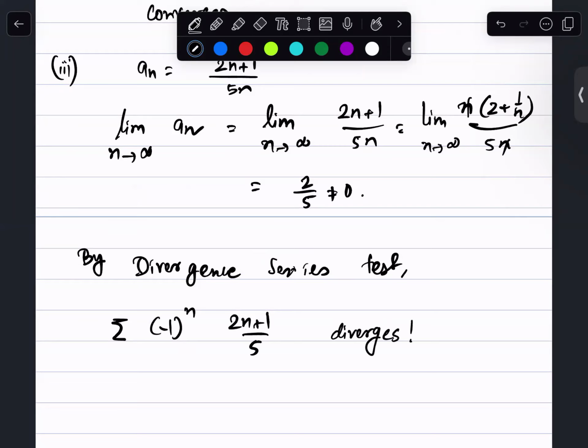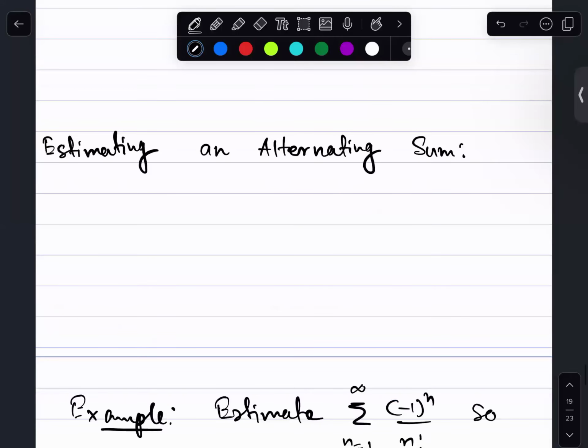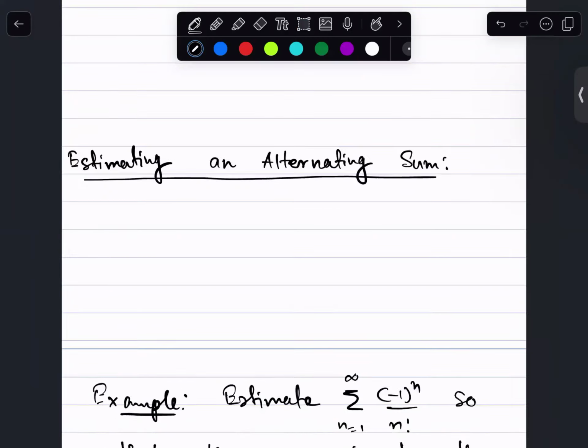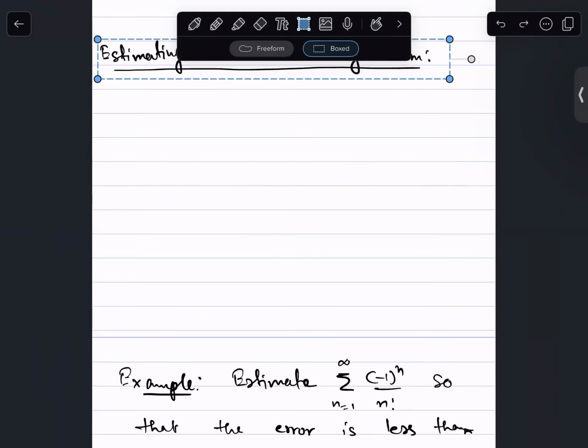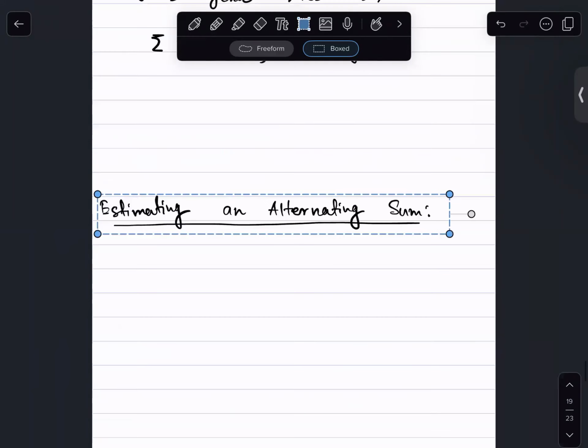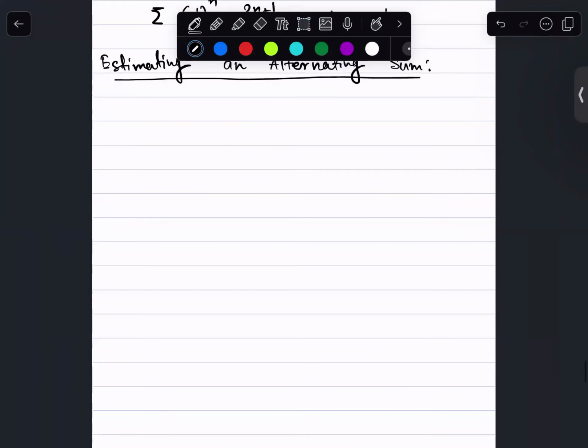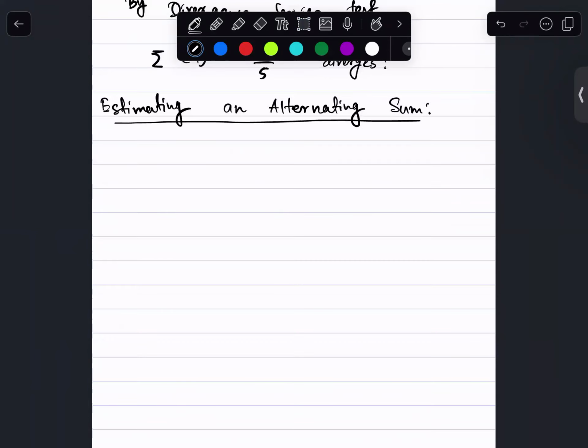Yeah, cool. The next topic is to estimate an alternating sum. Okay, what is that? Basically, when you have the alternating series test showing convergence, you need to ask yourself how close you are to the limit.